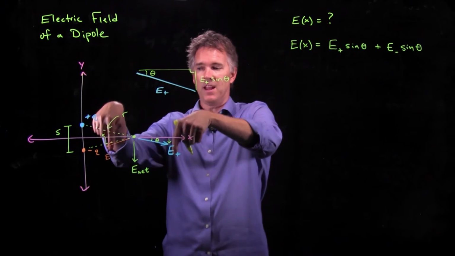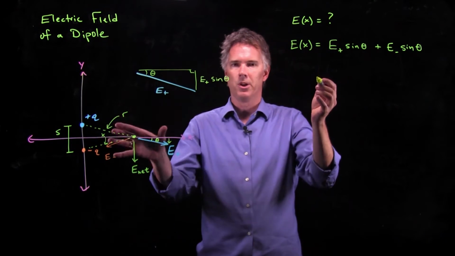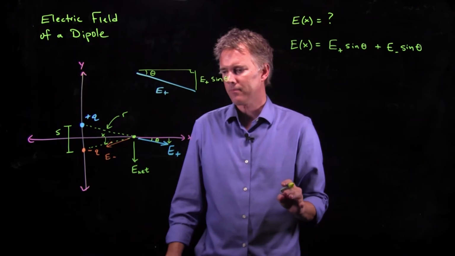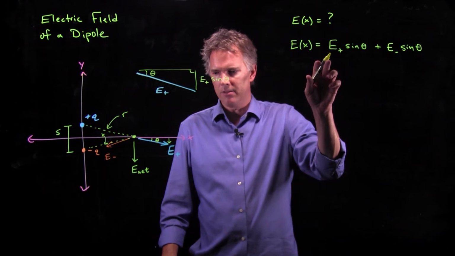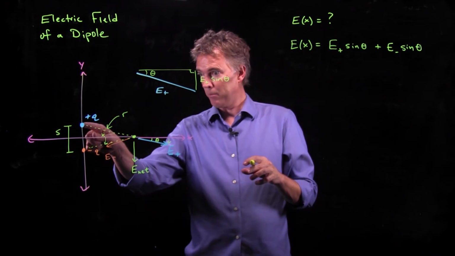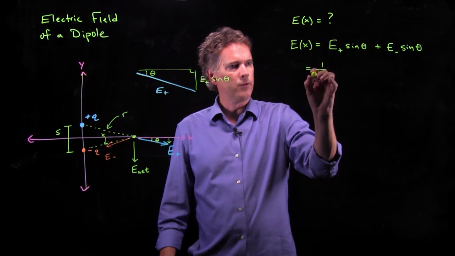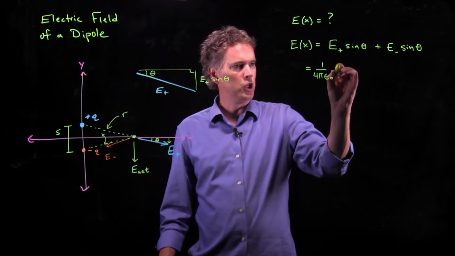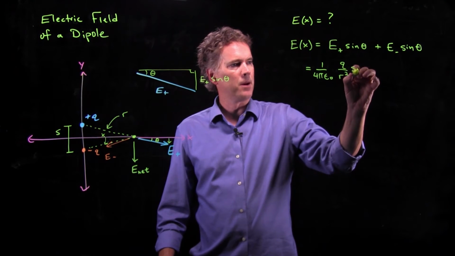They're both pointing in the same direction, which we know is negative. So we really want a negative sign when we're all done, but we're just worried about the magnitude right now. So don't worry about the negative sign just yet. E plus sine theta. E plus is just the electric field of a point charge, that point charge plus Q. So E plus just becomes 1 over 4 pi epsilon naught, and then we have positive Q divided by r squared. And we're multiplying that by sine theta.